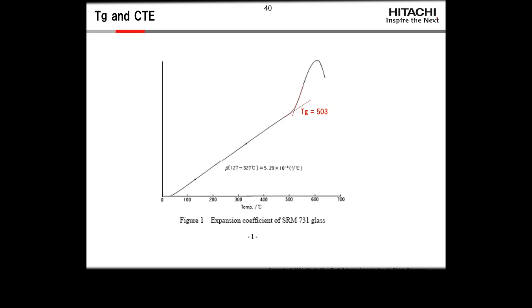Here's an example of CTE on some glass. This is a glass standard. You notice we have a very, very flat line of expansion. We get to the glass transition region, the curve turns, we calculate the Tg, and then at some point it starts to drop. And at this point, the weight of the probe is applying enough force to the material that it flows and it starts to squish out from under the probe.